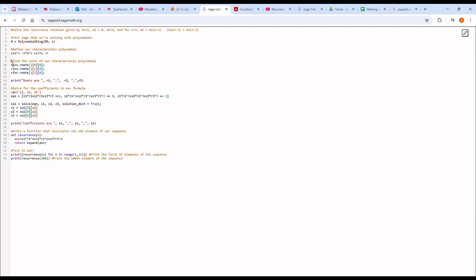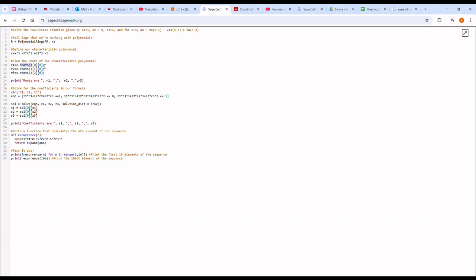And next, we're going to have Sage find the roots of the polynomial, and there's going to be 3 roots, and they do happen to be distinct in this case, which is nice. And you might know that this function roots is going to tell you what the roots are, and then it's also going to tell you their multiplicity.